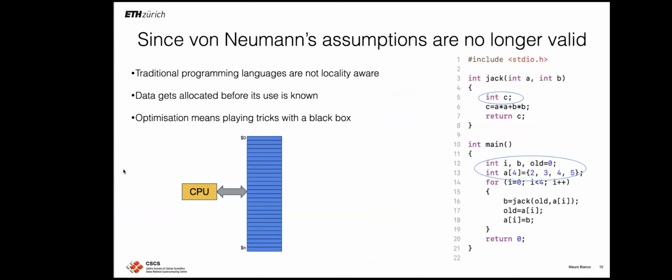Now, the second problem is what my colleague Mauro Bianco calls the von Neumann assumptions are no longer valid. We know that on our CPUs already, the original model of von Neumann does not introduce the concept of latency between memory and loading into the CPU. But in reality, of course, these things matter today.